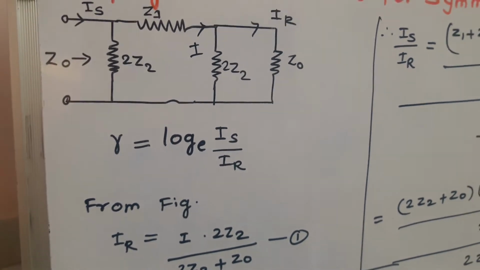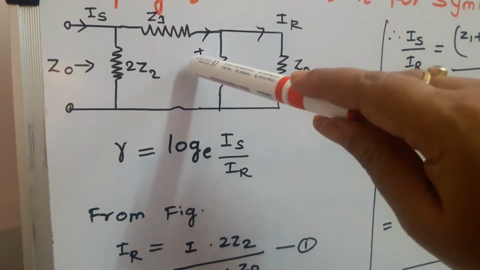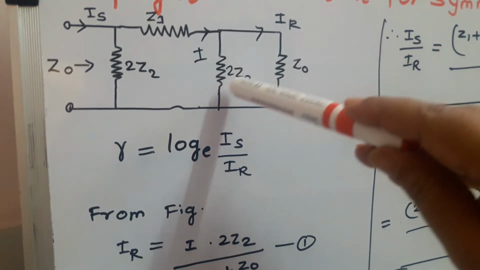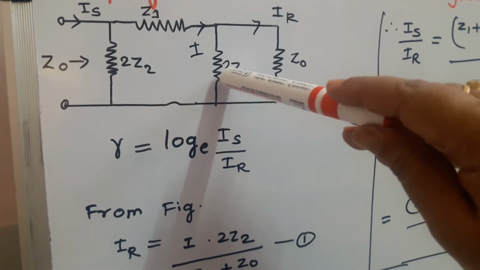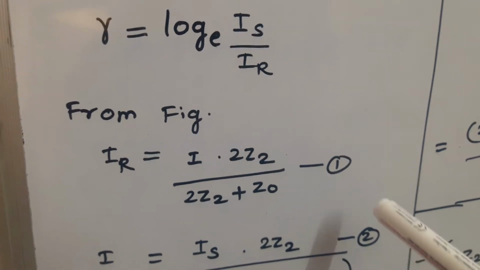Now let us calculate, from the figure, the current leaving and the current entering. By applying the current division principle, this IR current can be given by the incoming current I into the parallel impedance, that is 2 times Z2, divided by the total impedance, that is 2 times Z2 plus Z0. This is marked as equation number 1.